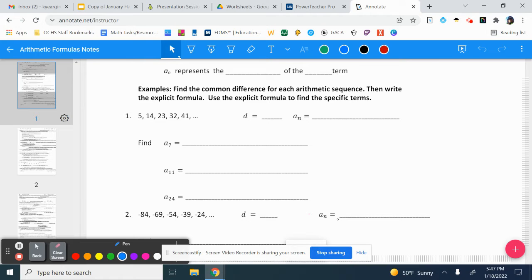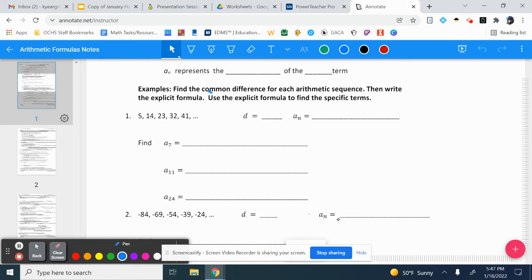All right, so now what we want to do is build some explicit formulas. So it says find the common difference for each arithmetic sequence, then write the formula, and use that formula to find the specific terms. So I have to look at 5, 14, 23, 32, 41. And I have to ask myself, what did I do to 5 to get to 14? What did I do to 14 to get to 23, 23 to 32, and 32 to 41?